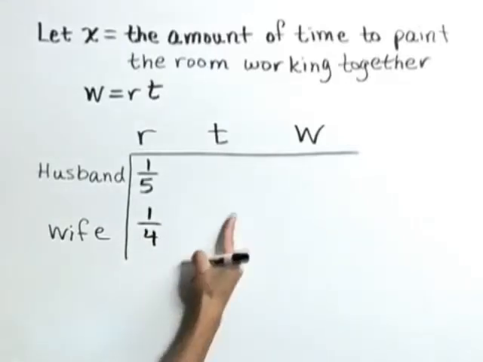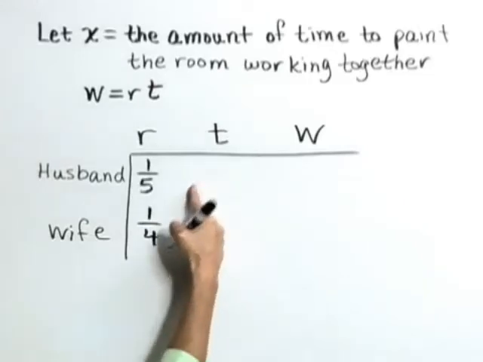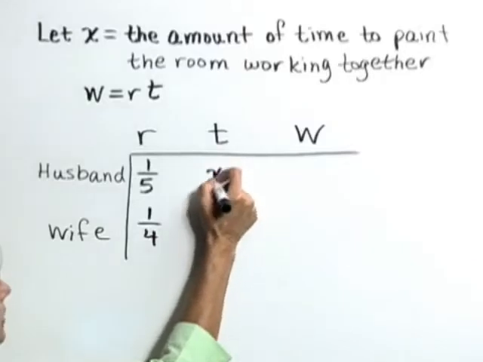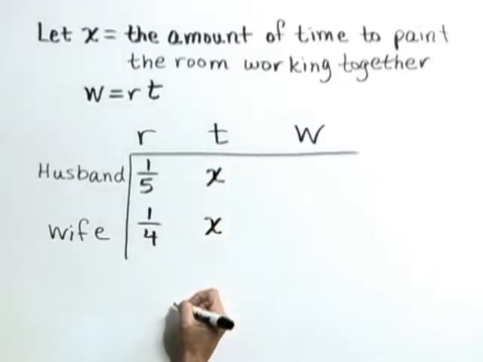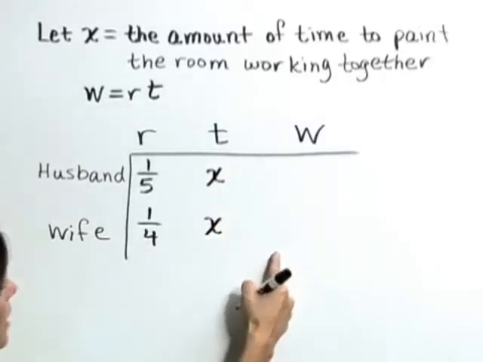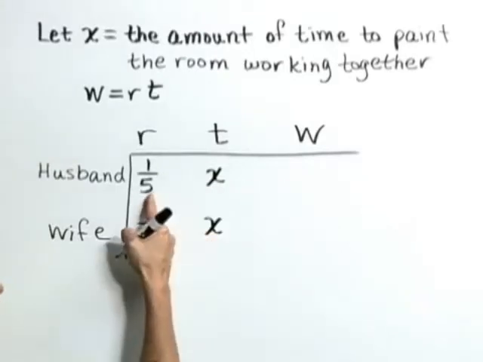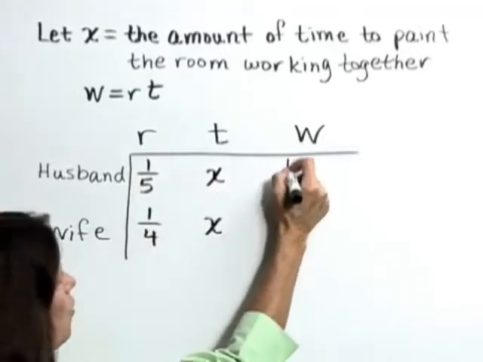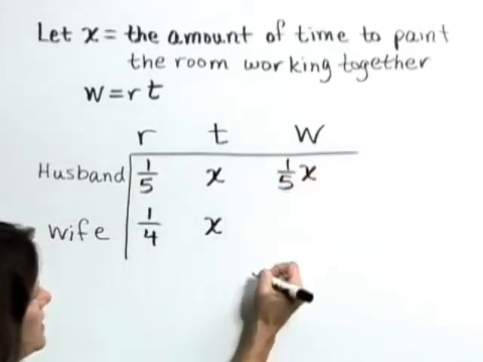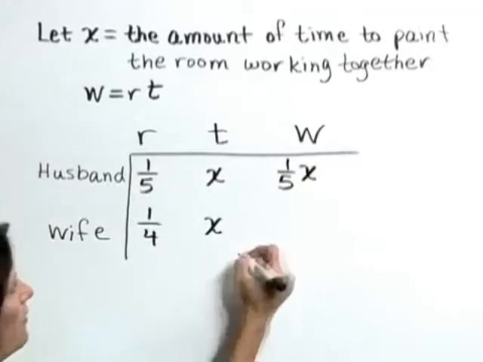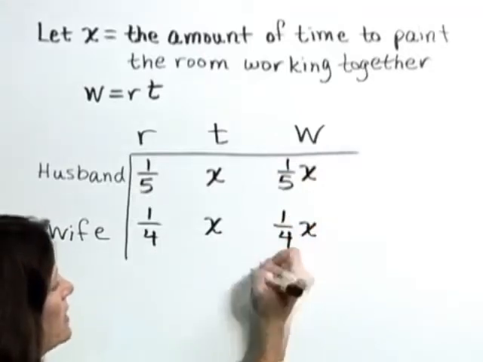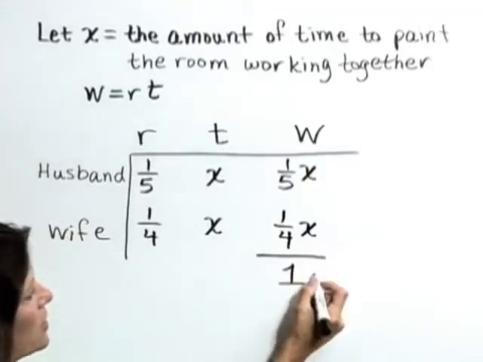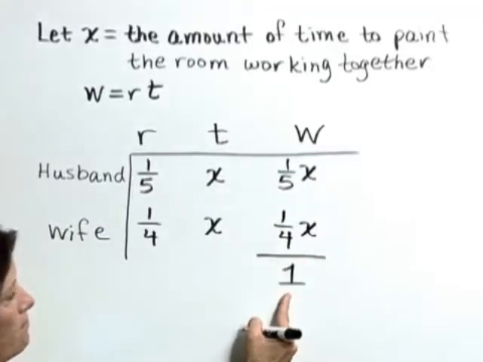Now, we're told that they're going to work together. So the time amount for both is going to be the same. It's going to be this variable x. Lastly, let's fill in the work column. The amount of work comes from rate times time. So the amount of work done by the husband is 1/5 times x. And the amount of work done by the wife is 1/4 times x. And together, they are going to complete one whole job.